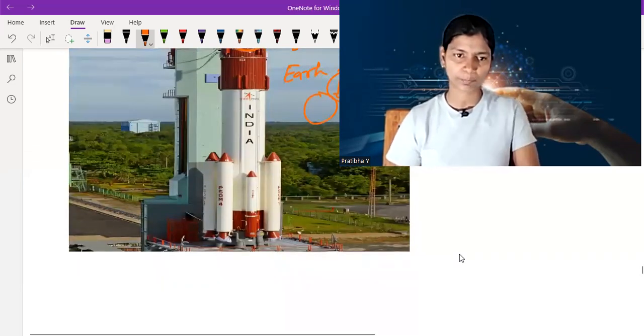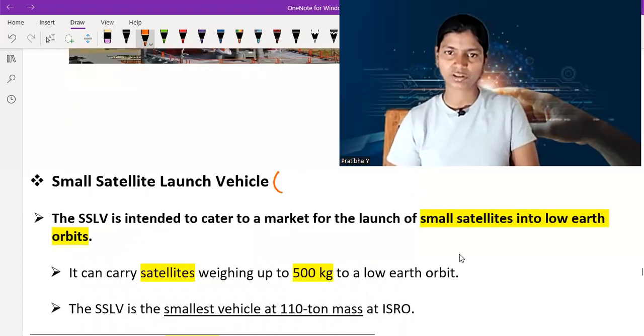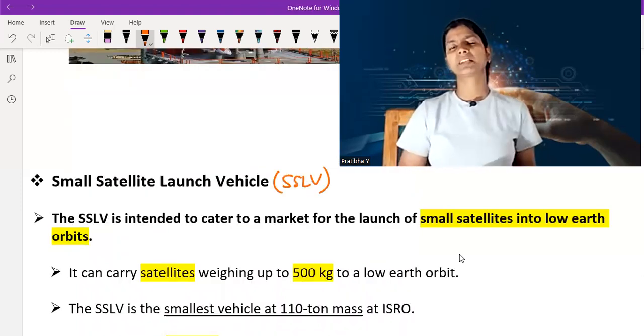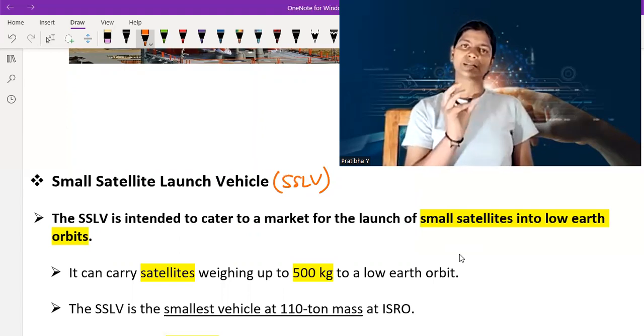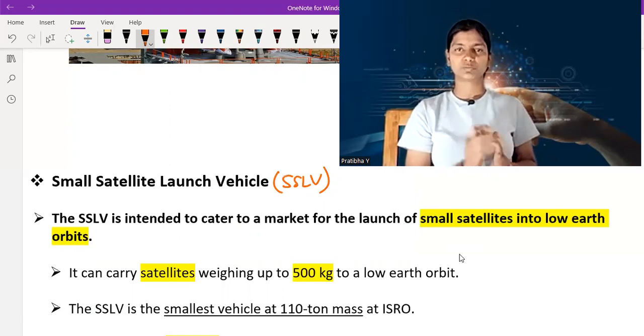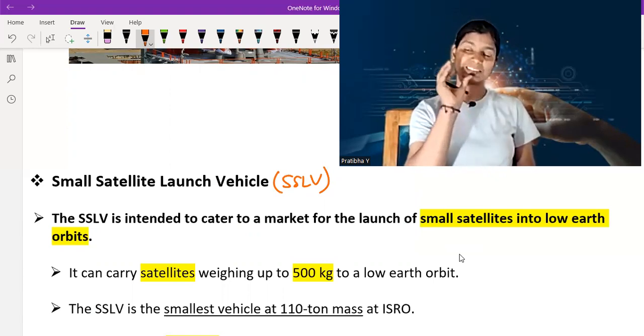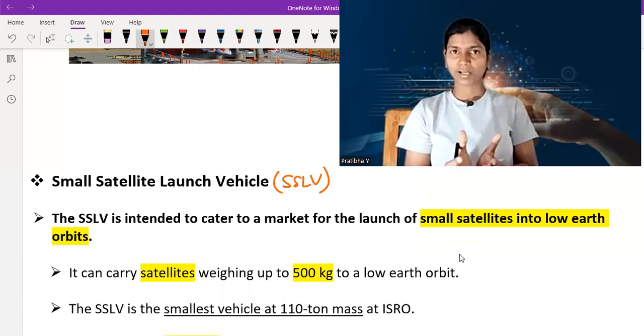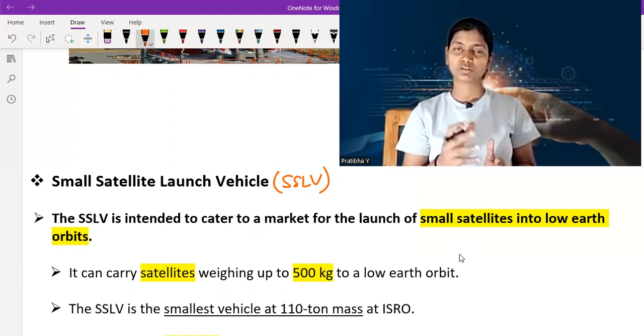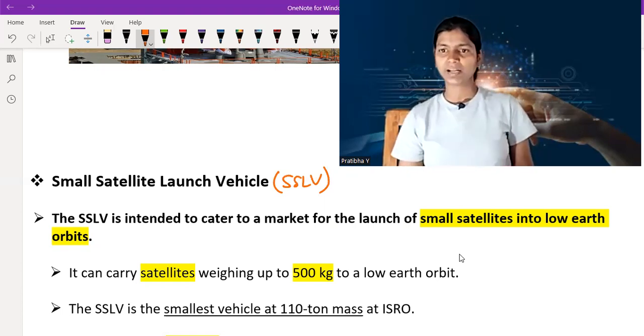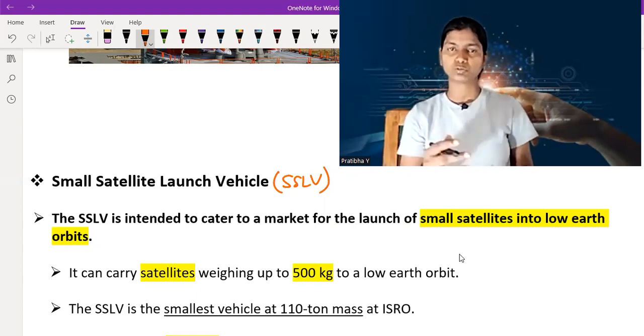Now let's move on to the next topic, called SSLV, Small Satellite Launch Vehicle. Basically, if we want to put a satellite into low Earth orbit and initially we have a small satellite, the initial cost to launch it is high, because just to put that satellite into orbit we require a rocket. Maybe its payload is not so high, but we still require a rocket. So we put many small satellites, let's say 10 to 12 to 15 satellites, and then launch them with the help of PSLV.